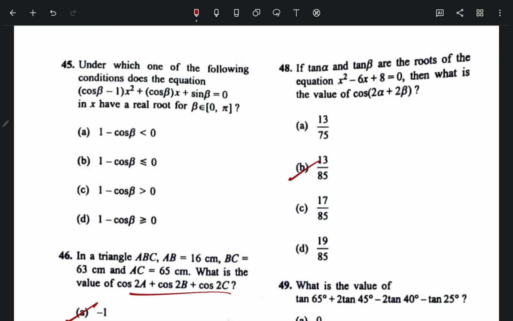So if tan alpha and tan beta are the roots, you just find the roots. It's not hard to find the roots from this. Then you expand this to cos 2 alpha plus 2 beta. You will get it in terms of cos 2 alpha and sin 2 alpha, sin 2 beta, cos 2 beta. You transform those into terms of tan theta. There are formulas where you can do that. You do that, you get 13 by 85.